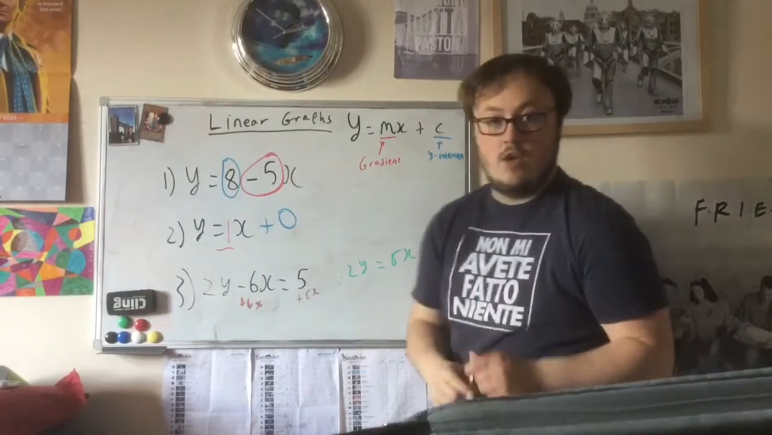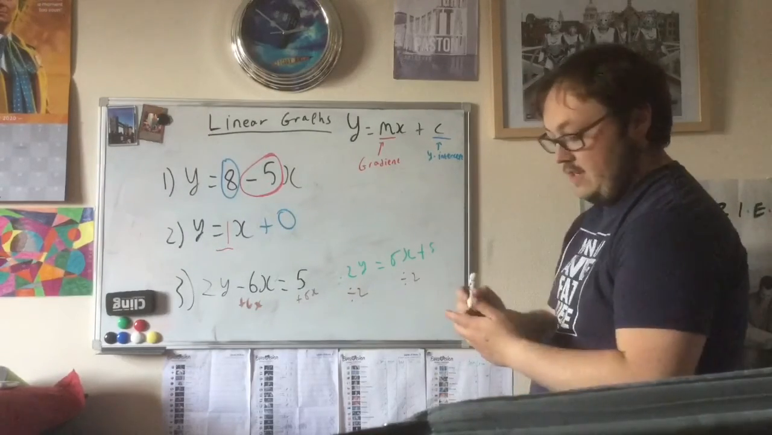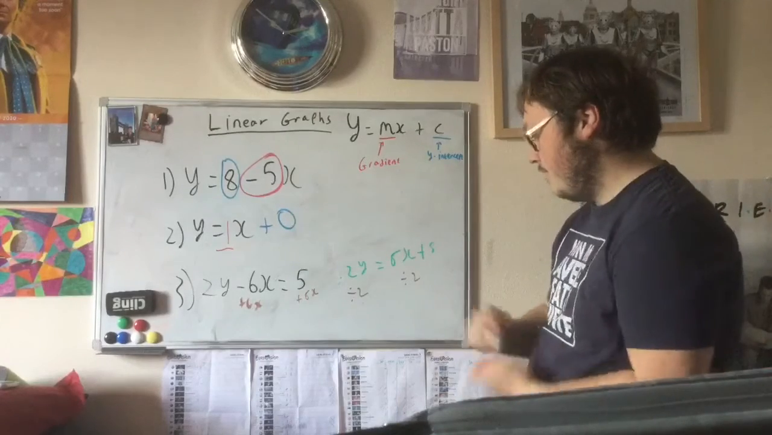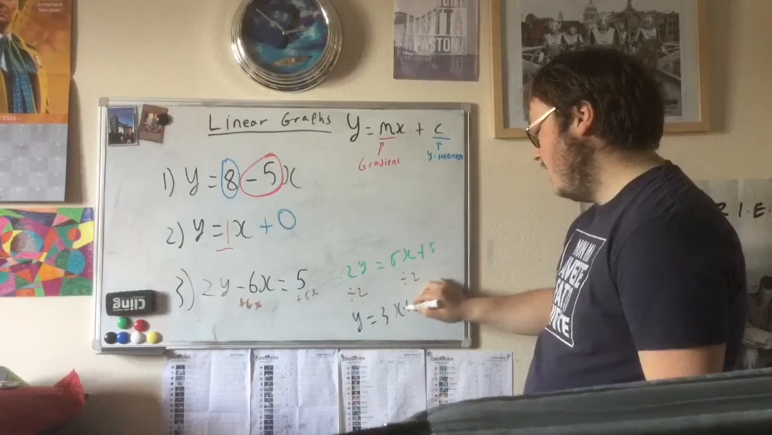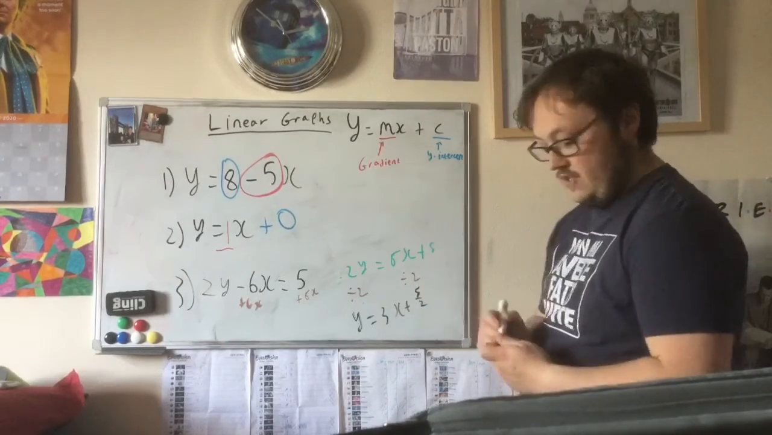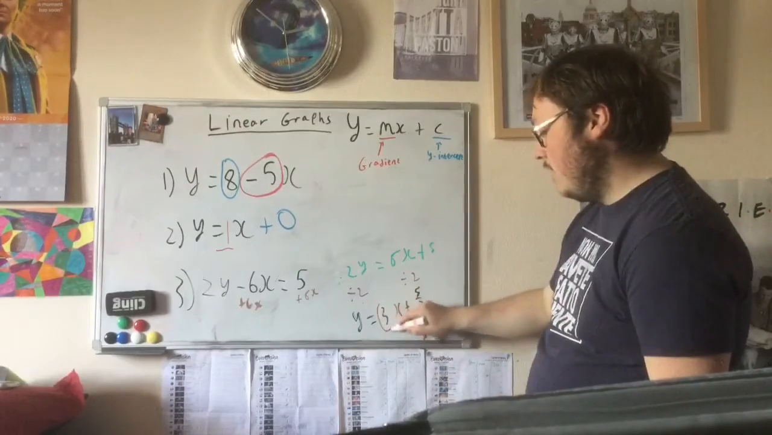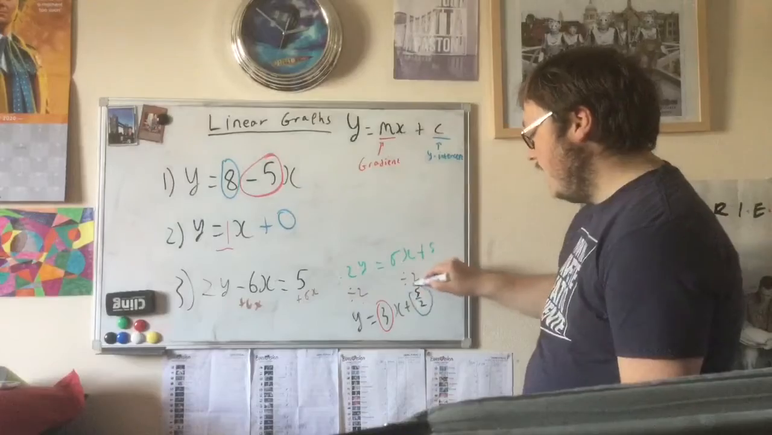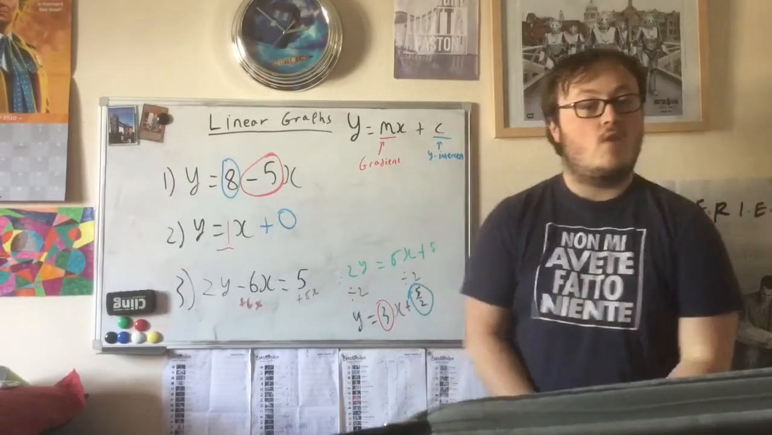we have to get rid of that 2. We do that by dividing by 2 on both sides. So we have the equation y equals 3x plus 5 over 2. And it matches that now, doesn't it? With the gradient being 3 and the y-intercept being 5 over 2. Fantastic work if you've got them all right.